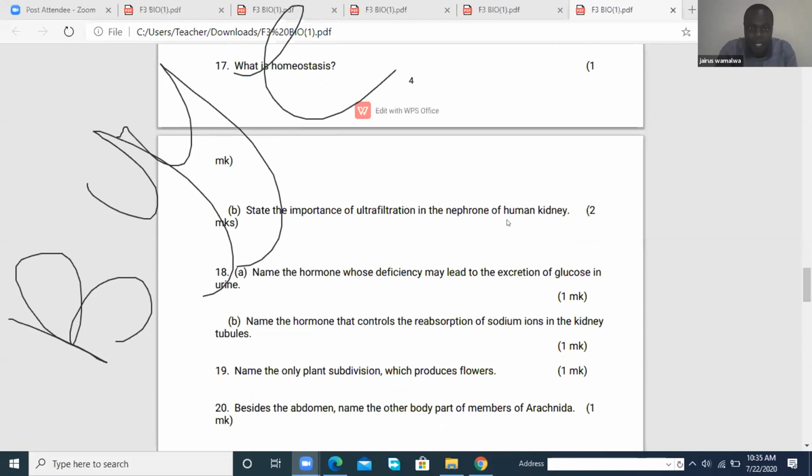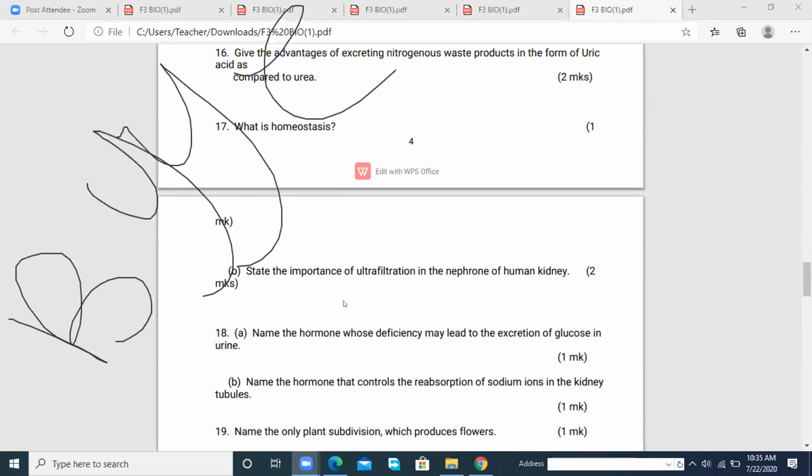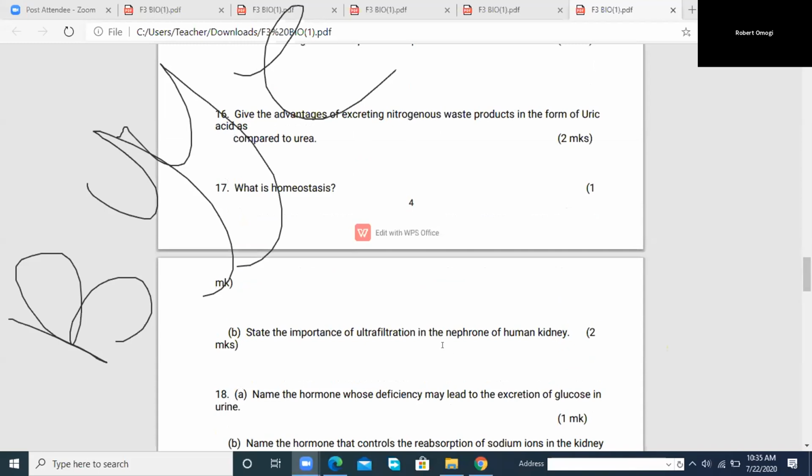It is to facilitate absorption of only useful substances in the body. Name the hormone whose deficiency may lead to excretion of glucose in urine. Somebody, which hormone whose deficiency, that is when it's less, will lead to production of urine with glucose?